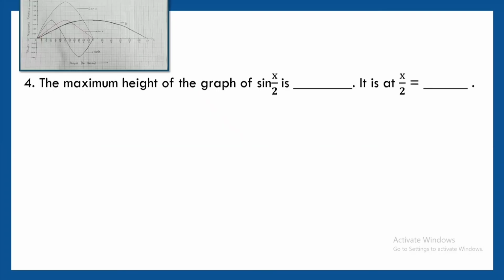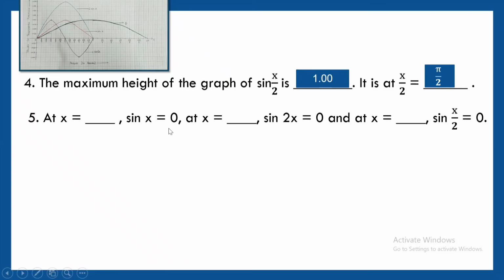So let us try to find out the maximum height of sin x by 2. Sin x by 2 was which graph? Sin x by 2 was this graph. And its maximum height is what? It is given by x equal to pi, and the height is coming out to be 1. So I'll just write the answers. It's 1, and it is at x by 2 equal to pi by 2, because at x equal to pi you're getting the maximum height. So at x by 2, it is coming out to be pi by 2.